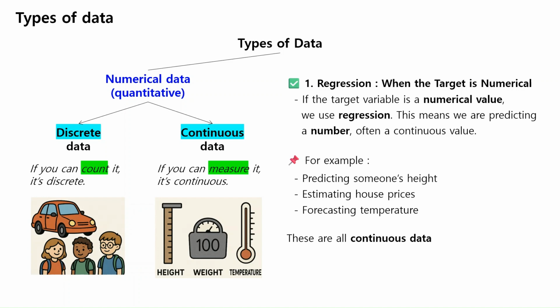1. Regression, when the target is numerical. If the target variable is a numerical value, we use regression. This means we are predicting a number, often a continuous value. For example, predicting someone's height, estimating house prices, forecasting temperature. These are all continuous data. We can measure them.